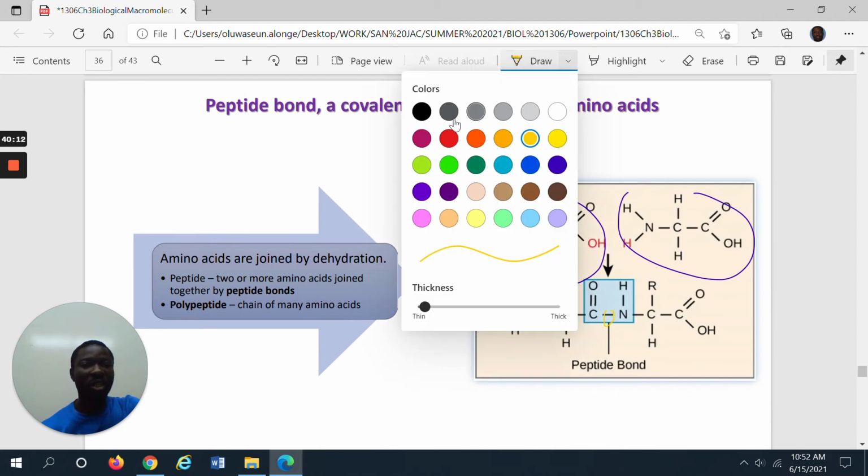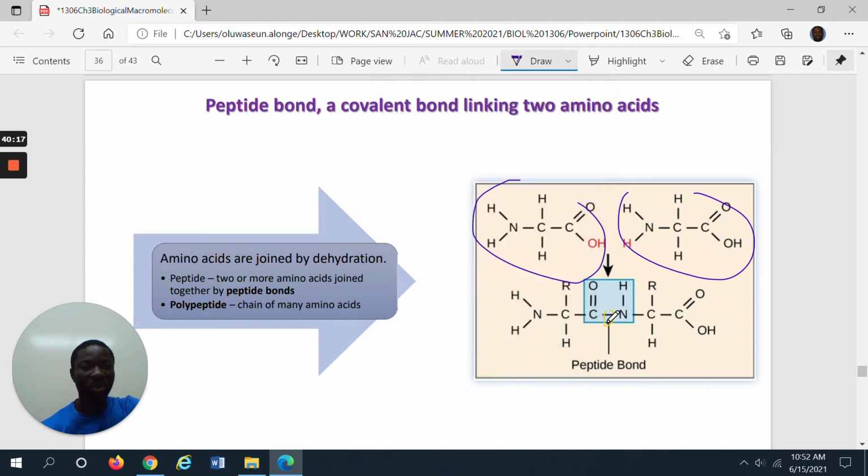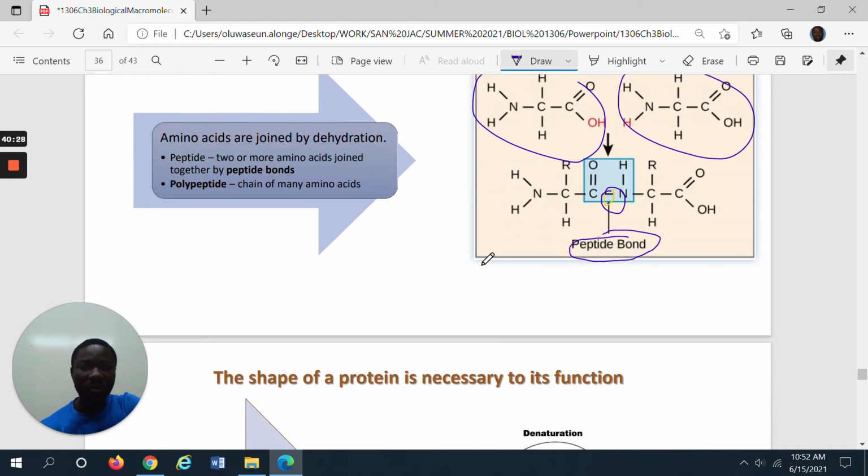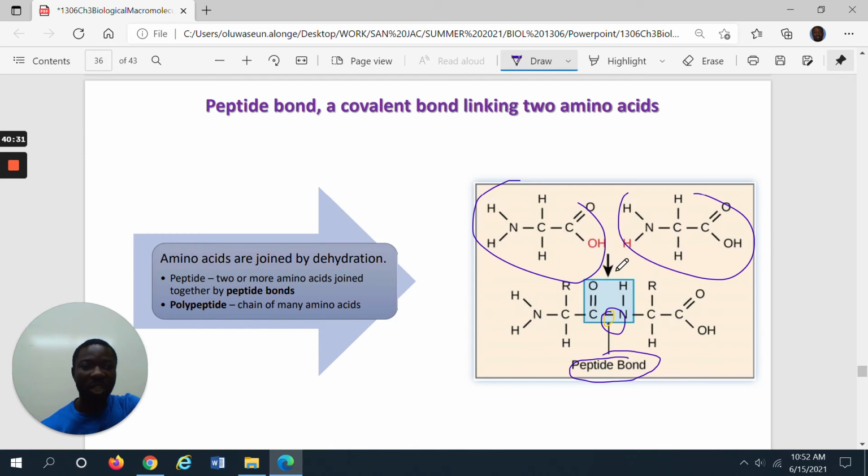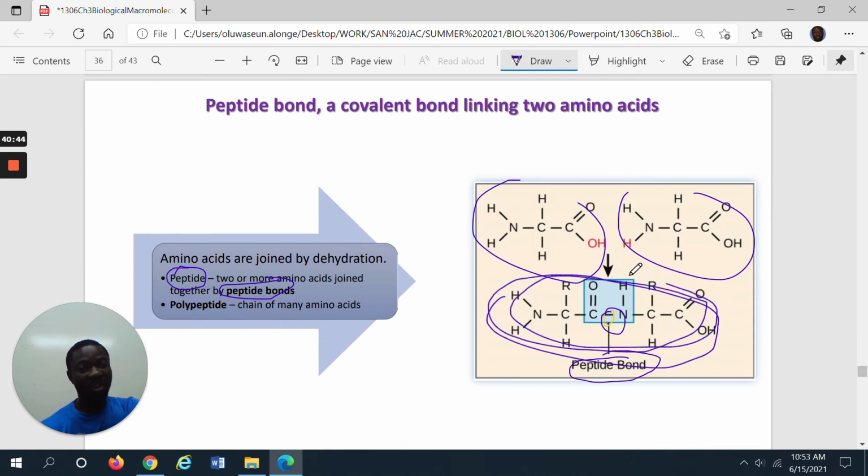Now, in the case of protein, what is the name of the bond? Are we going to call it glycosidic bond like we did in carbohydrate? No, we are going to call it peptide bond. So the name of the bond that is formed when two monomers join together in protein is called a peptide bond. And so this dimer is called a peptide. The name of the bond formed between them is a peptide bond.